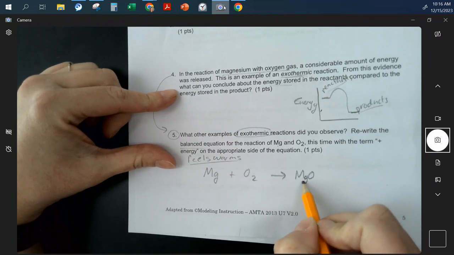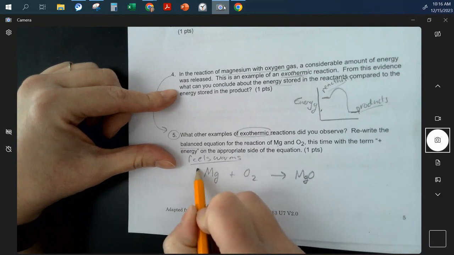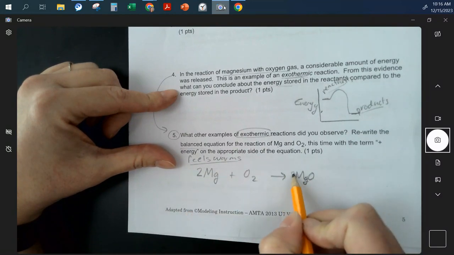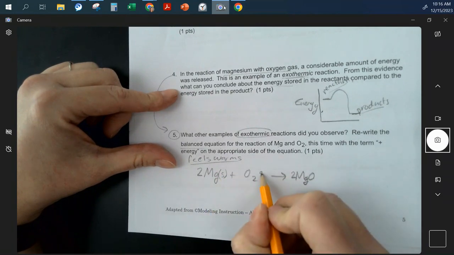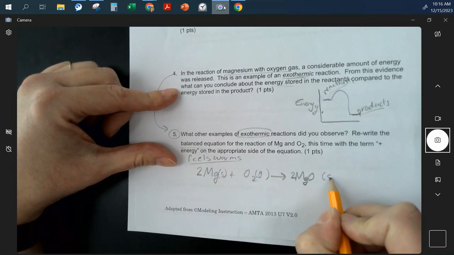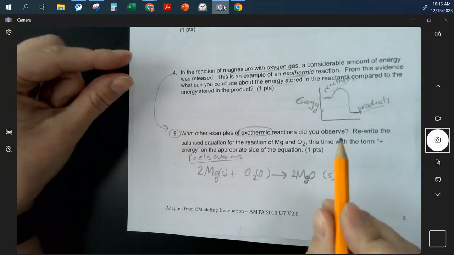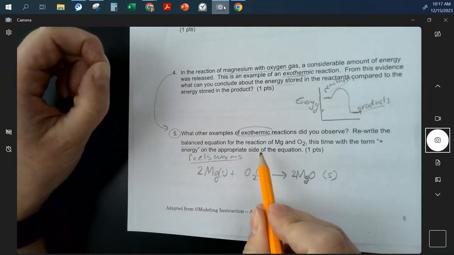I don't know why I didn't put a G. Okay. And then this one has a 2. This one has a 2. So that's the balanced one. This one was a solid. This one was a gas. This one was also a solid. Okay. And then it's saying this time write the term plus energy on the appropriate side.